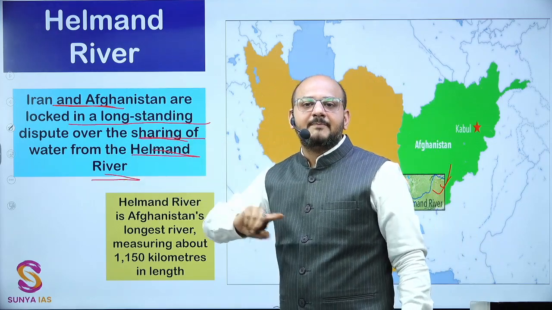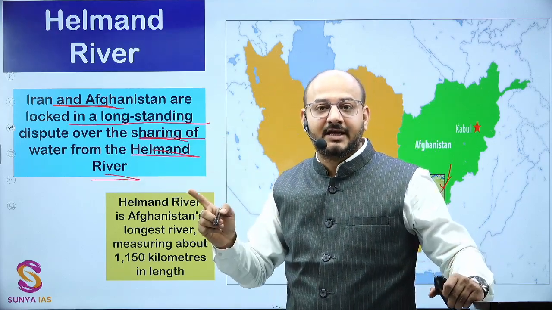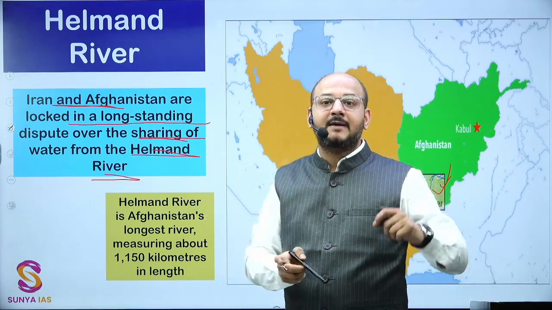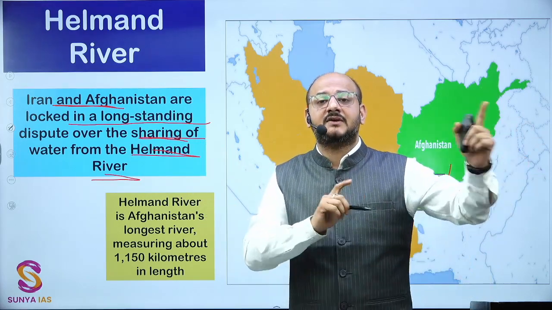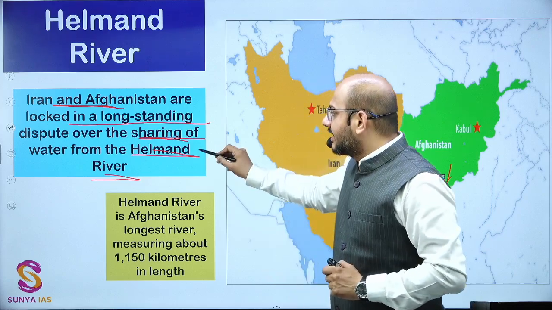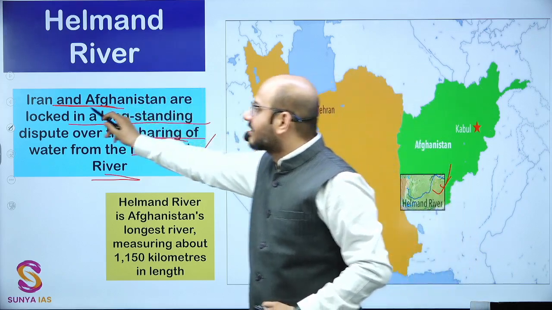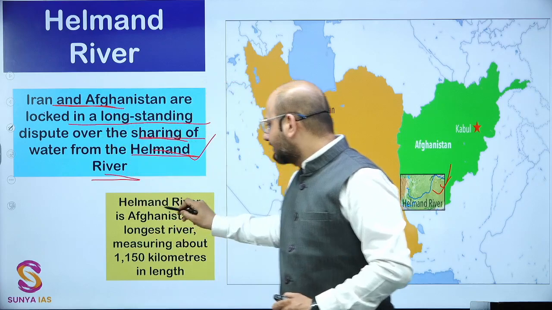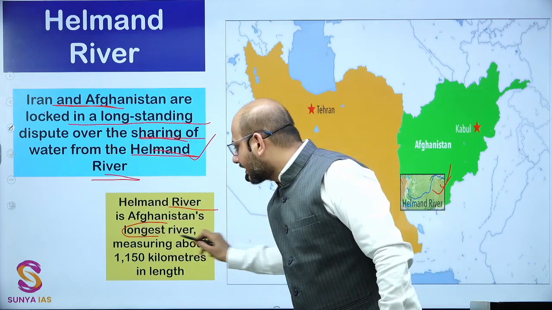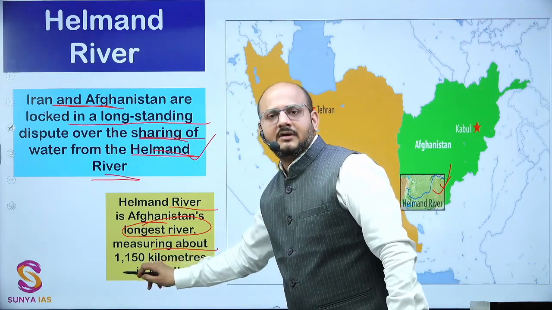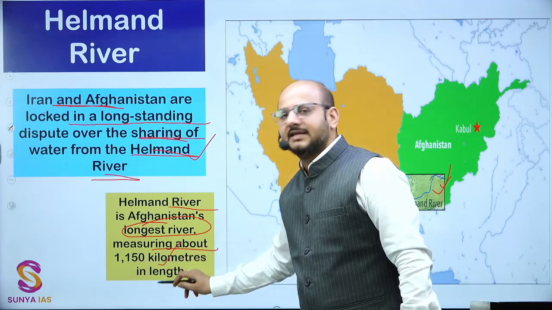Like India and Pakistan have problems for Indus water sharing. Okay, India and Bangladesh have 58 rivers involved. Similarly here, Helmand River, if they will ask, Iran and Afghanistan. Helmand River is Afghanistan's longest river, measuring about 1,150 kilometers in length.